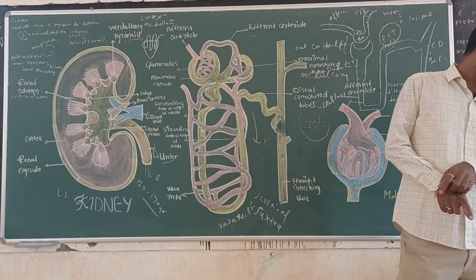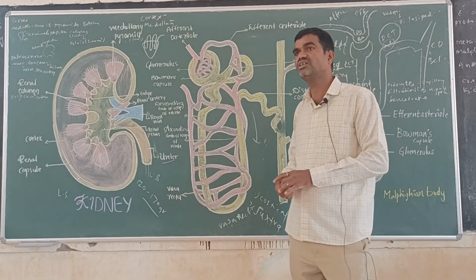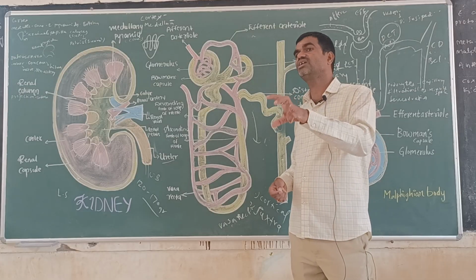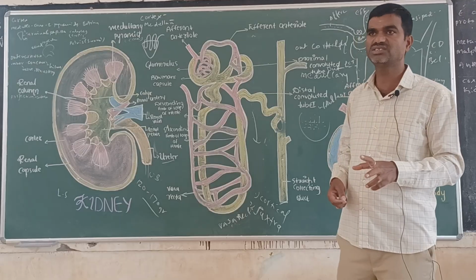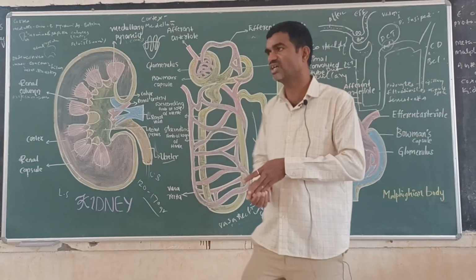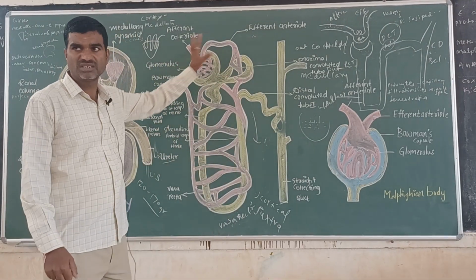Vasa recta is absent or highly reduced in the cortical nephrons. They don't have vasa recta. But juxtamedullary nephrons have a well-developed vasa recta in the inner medullary region. From the vasa recta, the blood is pumped to the various parts. So this is about the structure of the nephron.